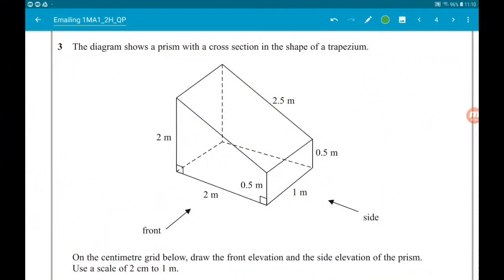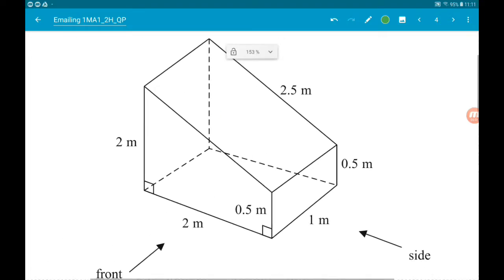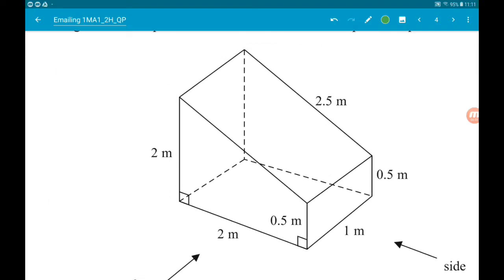Okay, number 3, bit of drawing. So the diagram shows a prism with a cross-section in the shape of a trapezium. On the centimetre square grid below, make a scale drawing of the front elevation and side elevation. Use a scale of 2 centimetres to 1 metre. Okay, so let's go through the lengths of the shape and turn them into centimetres.